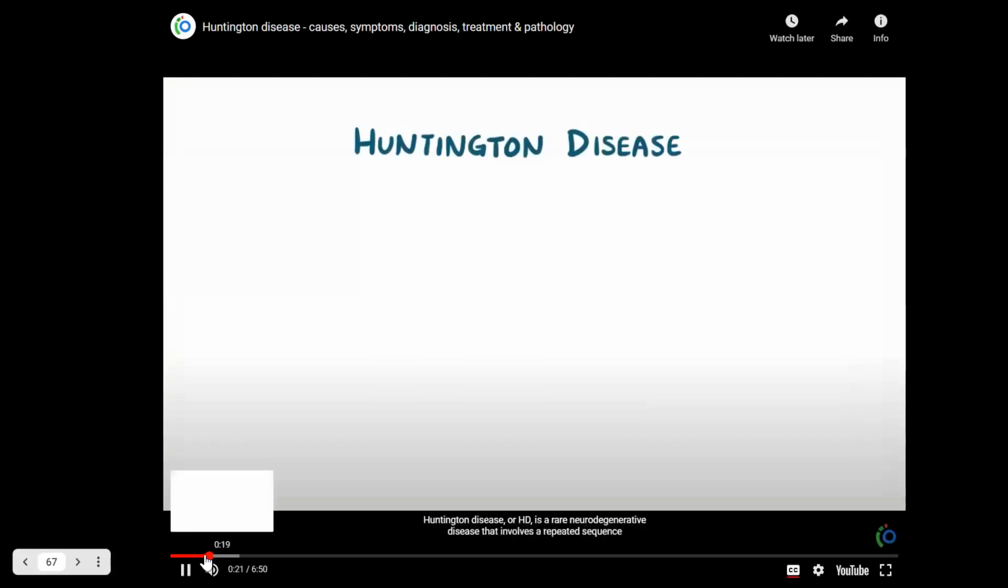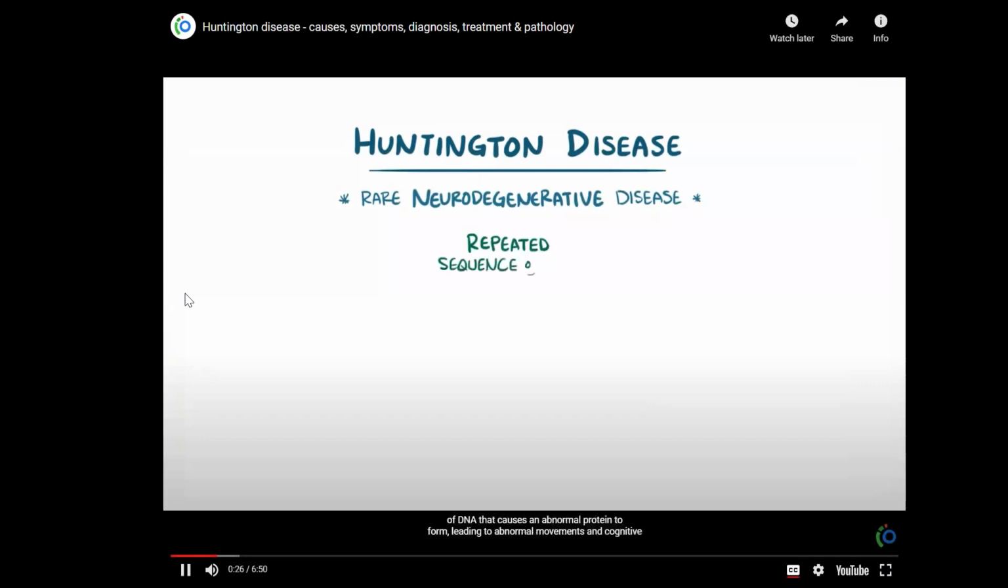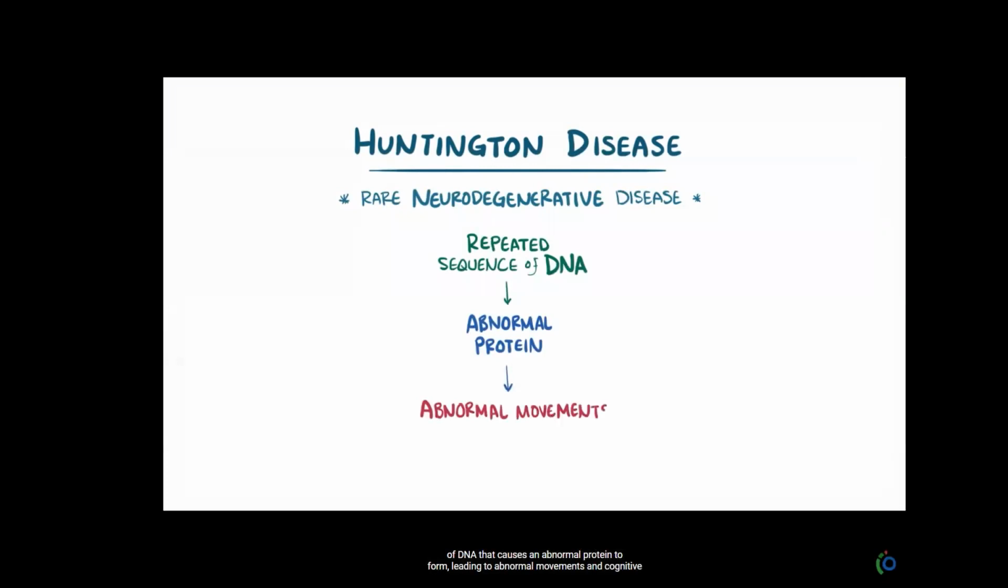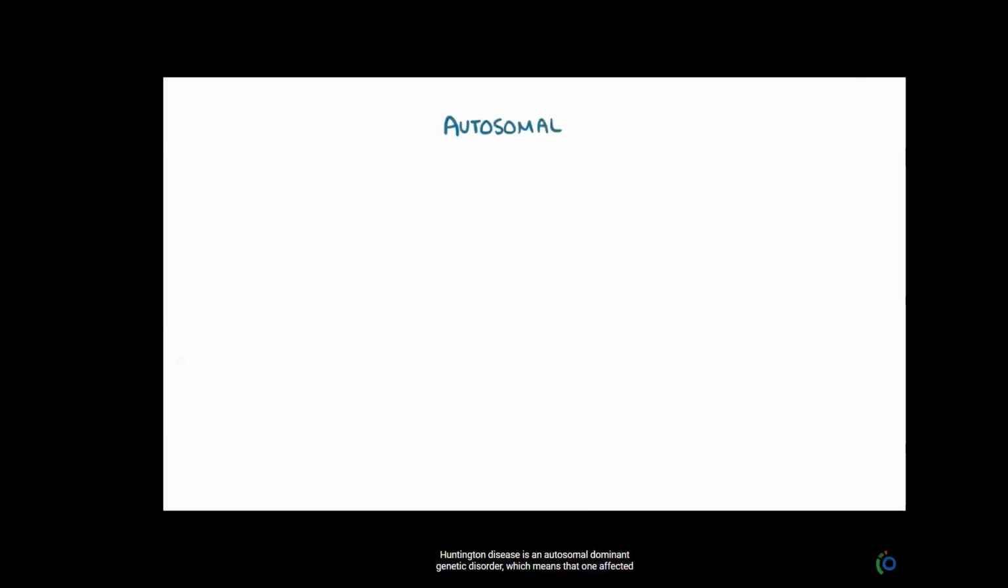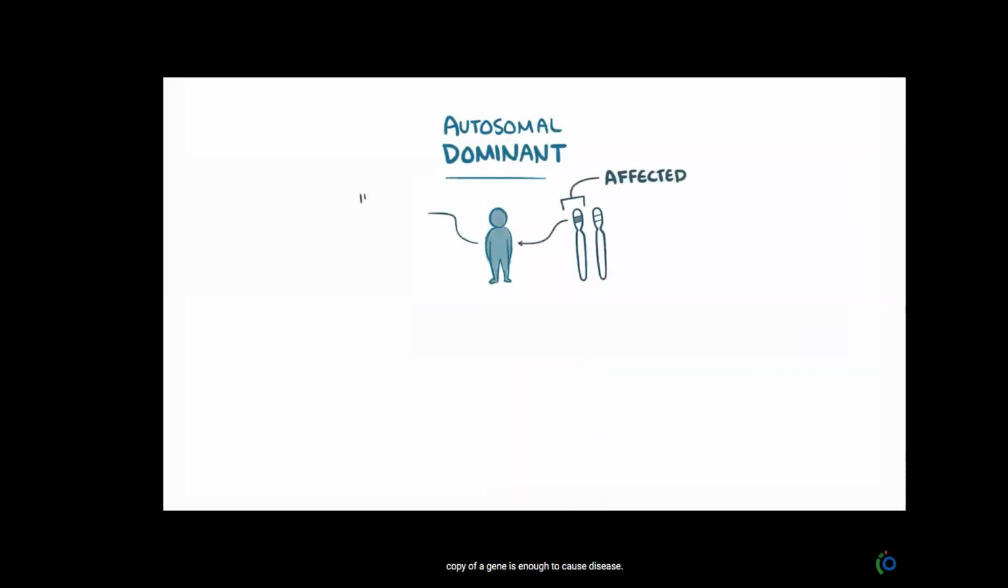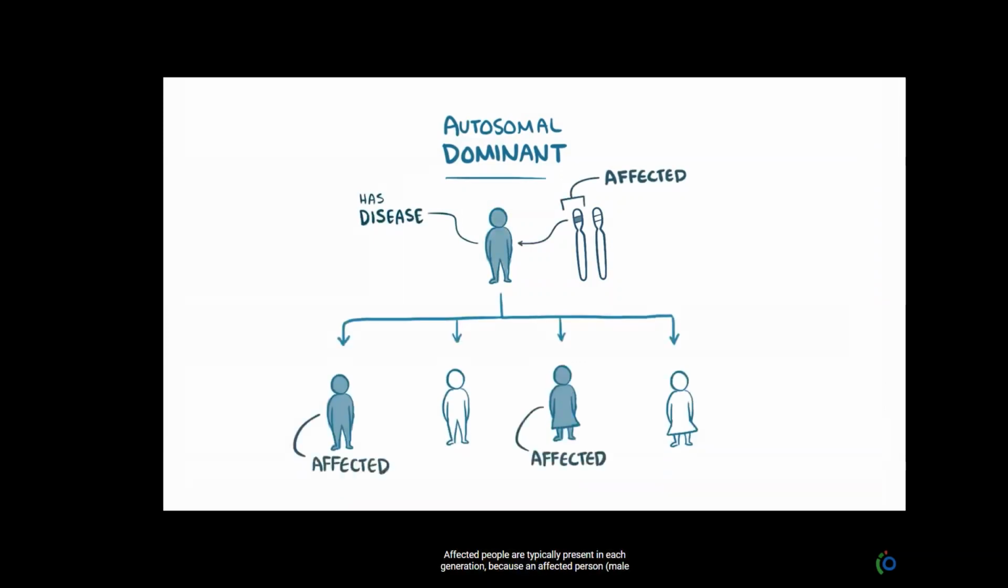Huntington disease, or HD, is a rare neurodegenerative disease that involves a repeated sequence of DNA that causes an abnormal protein to form, leading to abnormal movements and cognitive problems. Huntington disease is an autosomal dominant genetic disorder, which means that one affected copy of the gene is enough to cause disease. Affected people are typically present in each generation because an affected person, male or female, has a 50% chance of passing on the affected gene to a child, which causes that child to have the disease.